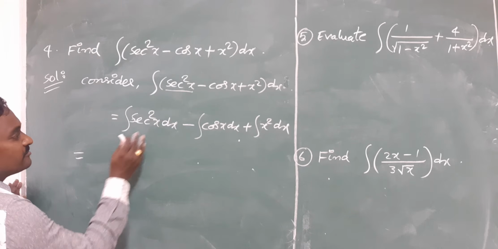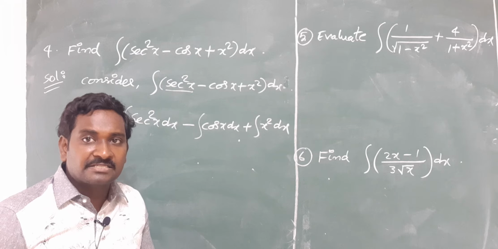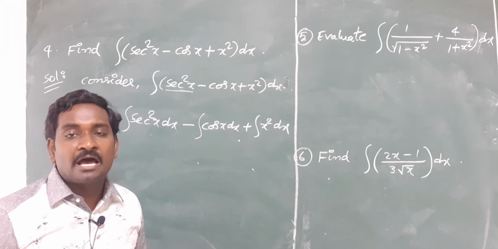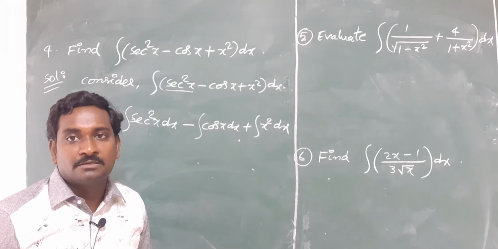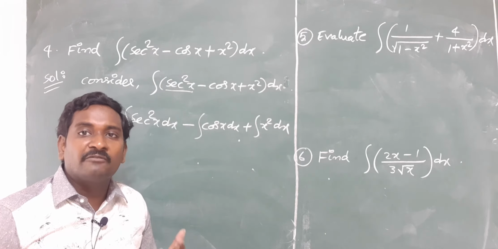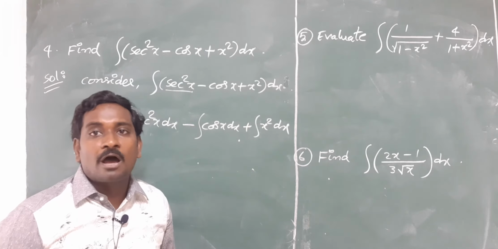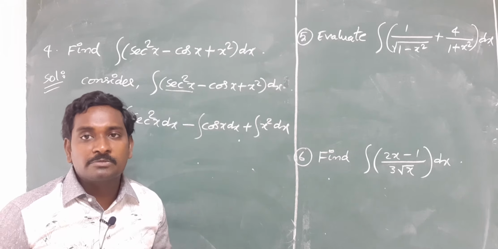Now what is the integration of secant square x? The derivative of tan x is secant square x. That's why the integration of secant square x is tan x. Already I gave it in the formula list. First you should learn that formula list by heart. If you learn the formulas perfectly, then only you are able to solve all these problems. Without formulas of integration you can't do the problems on this.